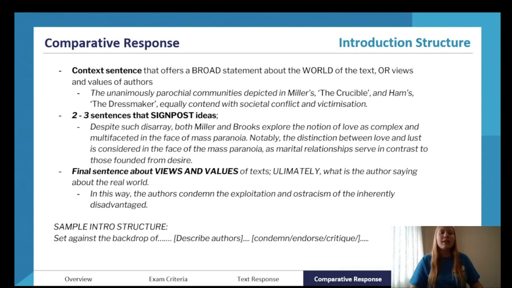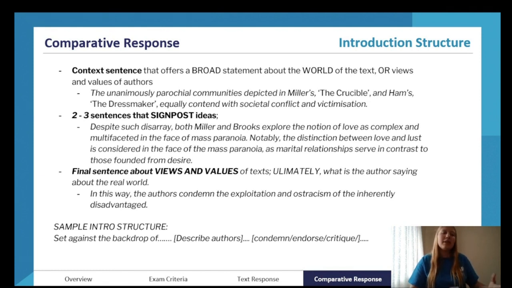So for example, the unanimously parochial communities depicted in Miller's The Crucible and Hamm's The Dressmaker equally contend with societal conflict and victimization. That's as simple as we need it to be. Again, trying to make sure this relates to our prompt. Here it appears that our prompt has to do with victimization and societal conflict or similar.